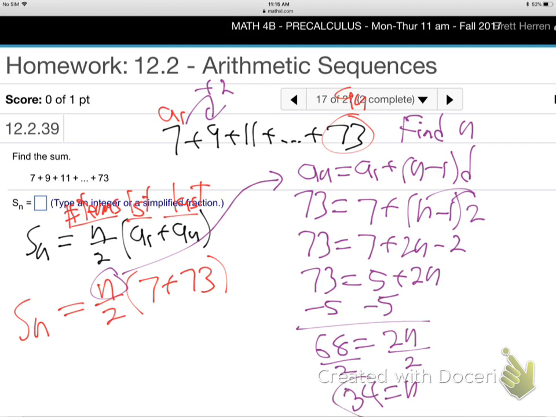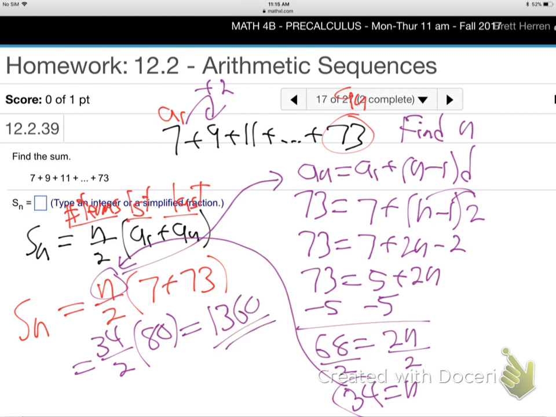N is 34. Grab that and pop it in. 34 over 2, add these up, 80. And whatever that calculator tells you, that's your answer, 1360. So all those numbers must add to be 1360.